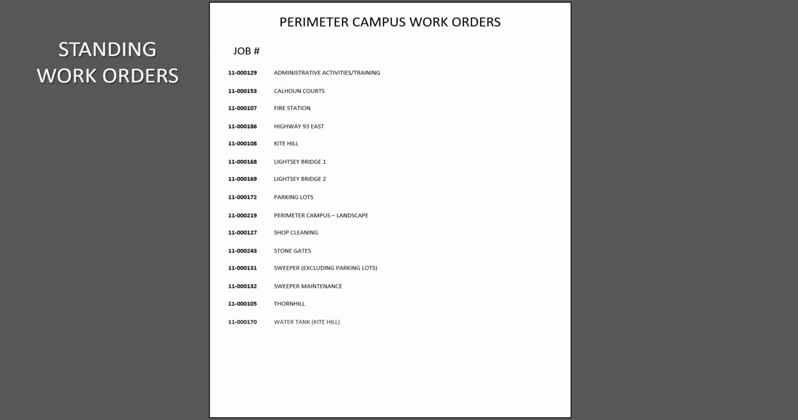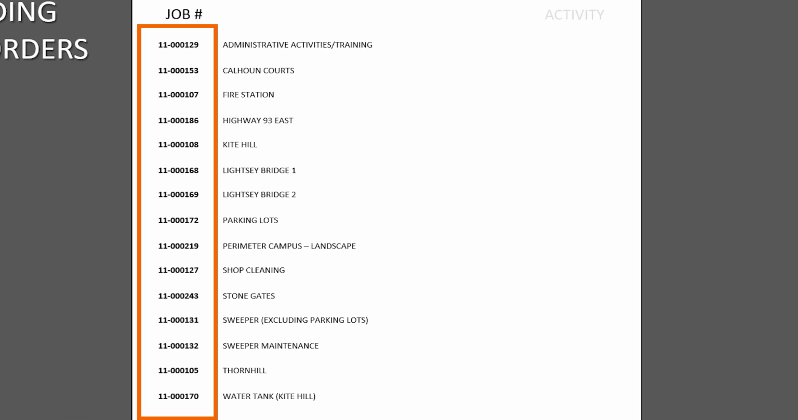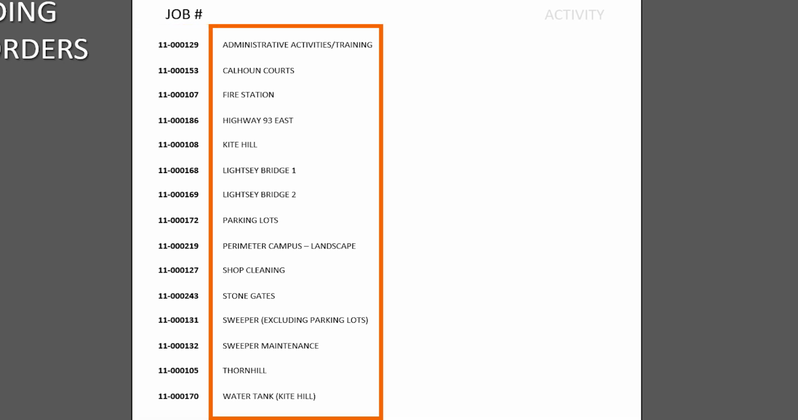Take a look at the sample standing work order sheet in front of you. It should look like this. At the top of the sheet, you'll notice it says the area in which work orders are assigned, Perimeter Campus. Below and to the left, you can see job numbers. These are work order numbers that coordinate with the areas directly to the right of the number.